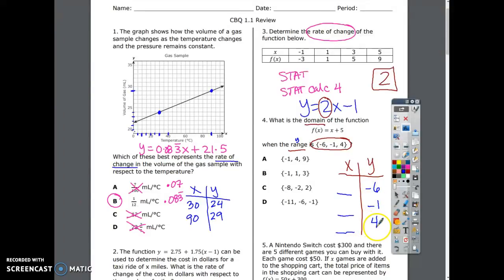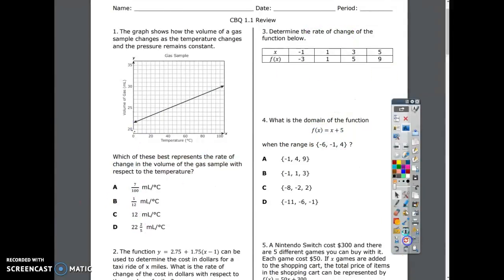So we're going to put this in Desmos. You're going to put the equation f of x equals x plus 5. We're going to use the answer choices and see which one of those gives us these numbers. So pause the video, go ahead and do that on your own. Okay, so you should have done this already. Don't wait till I do it so that you can do it. You're supposed to put that equation in Desmos and go find the domain that gives you that range.